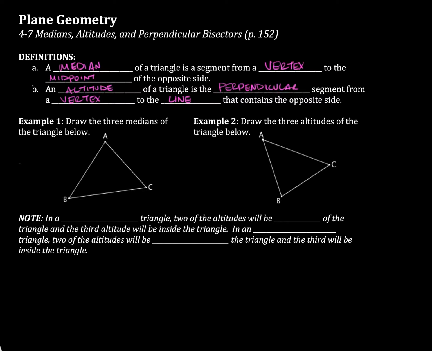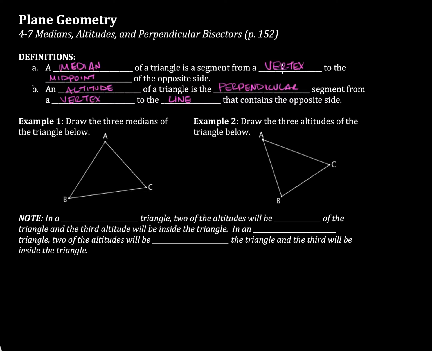A couple of definitions that we're going to take a look at to start off this video. A median of a triangle is a segment that goes from a vertex to the midpoint of the opposite side. So real quick, let's jump down here to example 1 and look at what the three medians of this triangle would look like.